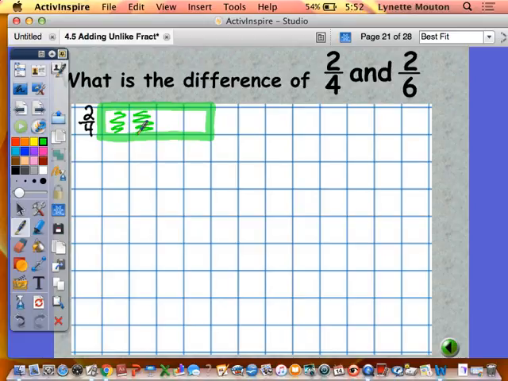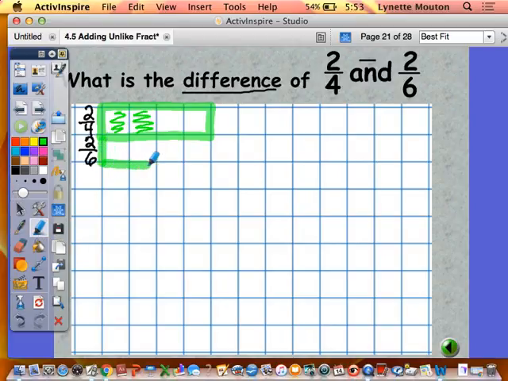And then I write the next fraction, which is 2/6. And by the way, it does matter what direction we write these fractions in because it's asking us for the difference, which means we're going to subtract, and they'll give you the larger fraction first. So you have to be careful that you write that 2/4 first before the 2/6. Then model it.